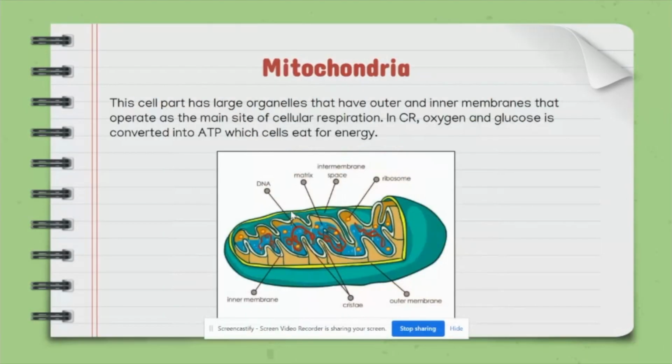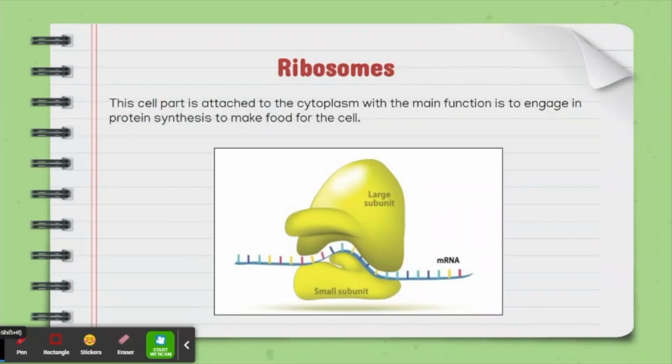The mitochondria is a part of the cell that has large organelles with outer and inner membranes that operate as the main site of cellular respiration. In cellular respiration, oxygen and glucose are converted into ATP, which cells use for energy. This is a mitochondria. In both animal cells and plant cells, the ribosome's main function is to engage in protein synthesis to make food for the cell. Here's a picture of the process of protein synthesis.